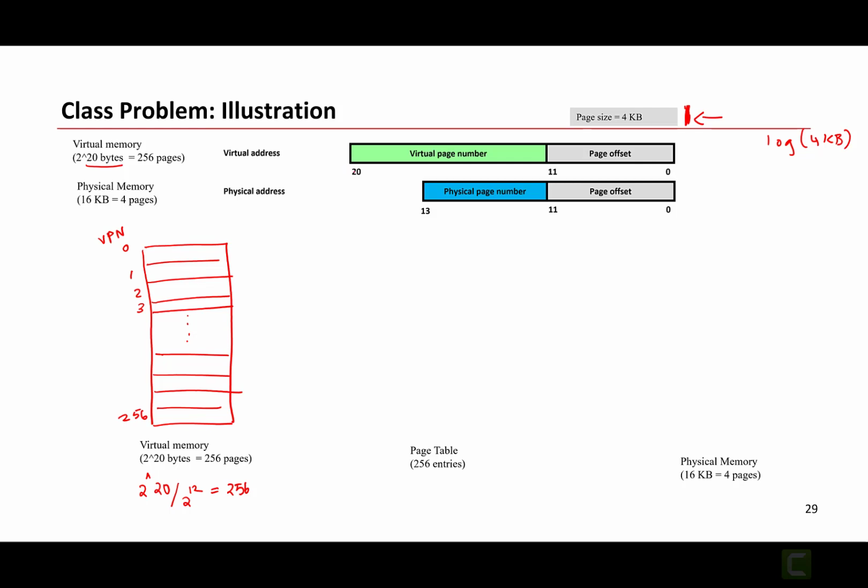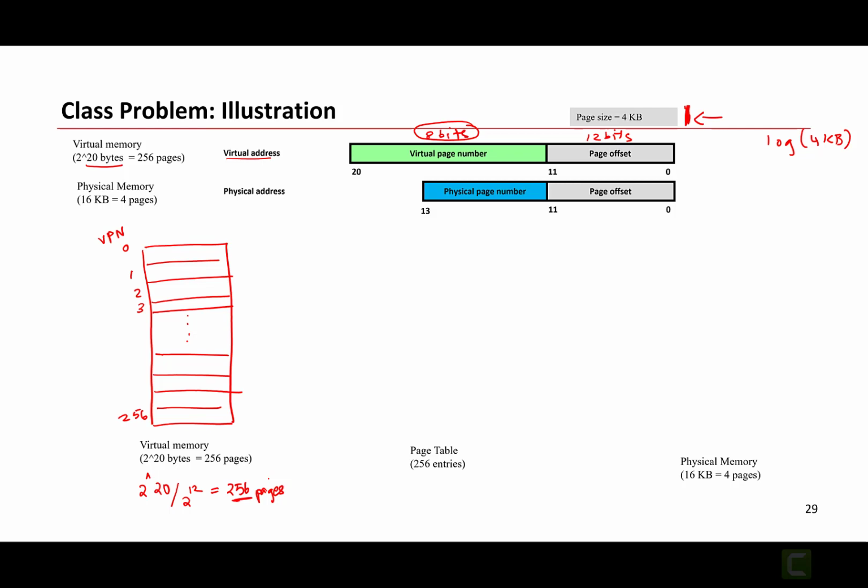And then the remaining part of my virtual address is going to be the virtual page number. So that would be from bits 12 to 20, which is in total 8 bits. So the virtual page number is of size 8 bits. The page offset is of size 12 bits. So together you get 20 bits. Now if you'll notice, 2 to the power of 8 is 256. So that's how many pages we said we have in the virtual memory. So everything works out fine.